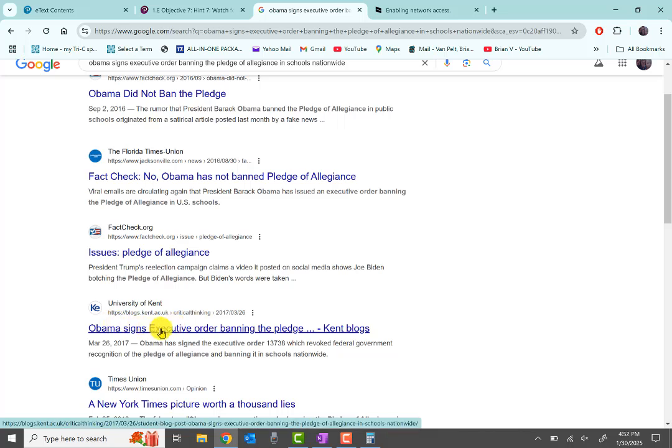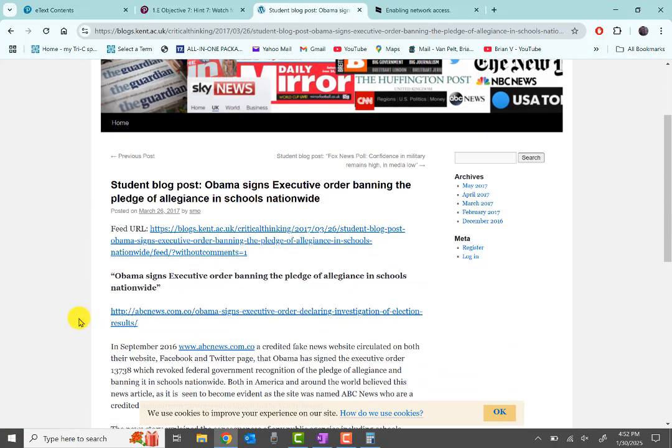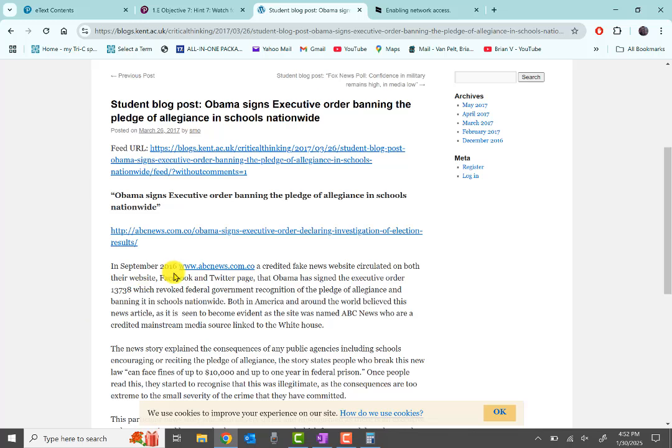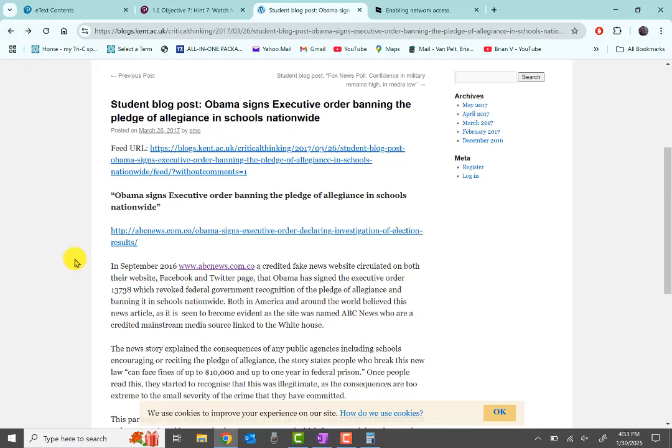Here we have Obama signs executive order. So I went down a few and I found this one. Let's click on that. And in September 2000, they credited a fake news site. Let me go to it. See, what happened is it's now part of Hollywood Gazette, but this was before it was Hollywood Gazette. What you would see is this up here. You would just see ABC News, but it's really not ABC News. They're a fake site. Let me see if there's one here.